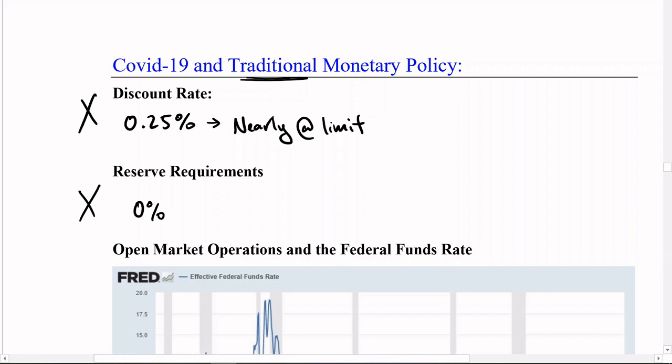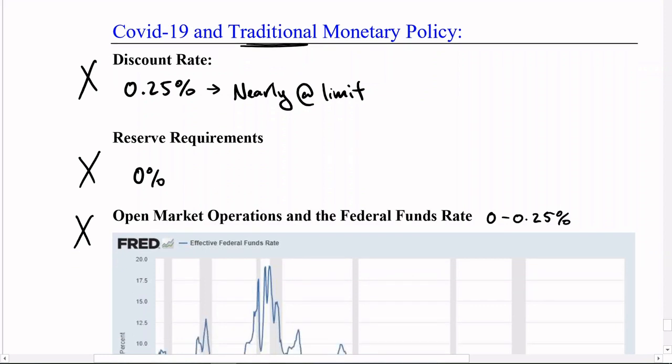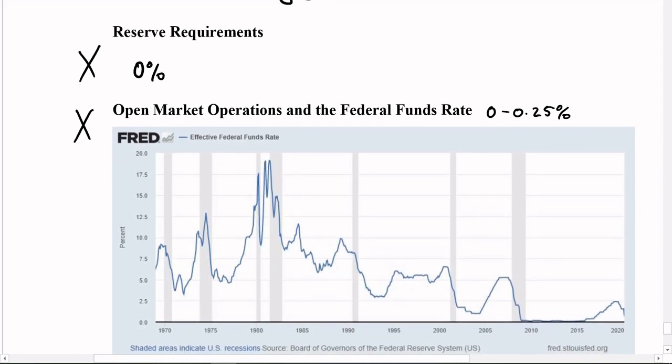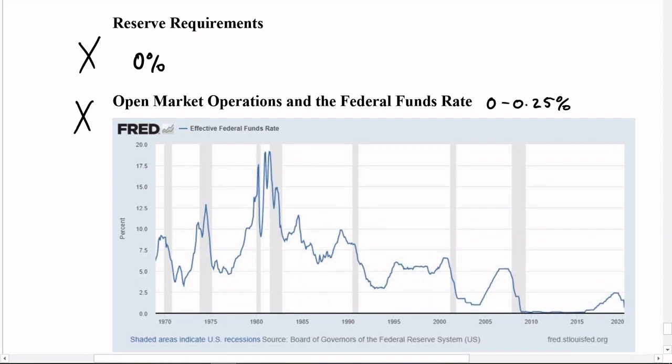So reserve requirements are not going to be effective, and our current federal funds rate is also at its lower limit, 0.25%. So open market operations are also not effective in this current crisis. And this last thing I want to show you here is a graph of the federal funds rate from the last 50 years. And again, the gray bars here are recessions. And again, during recessions, we want to decrease the interest rate to encourage all of this borrowing.